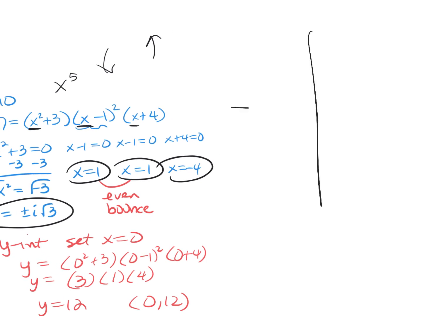So I'm going to go ahead and add these numbers to my graph. So positive 1 and then 1, 2, 3, 4. And then positive 12 is up here. So my y-intercept is here. I've got a 0 here and here. My end behavior, falling, rising.